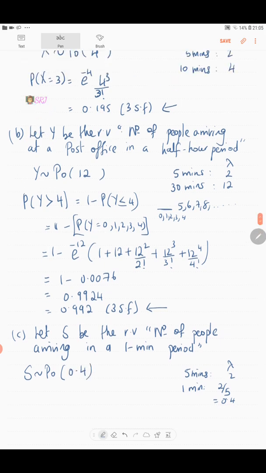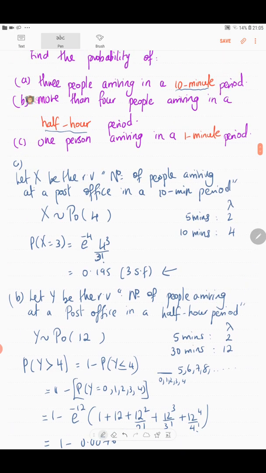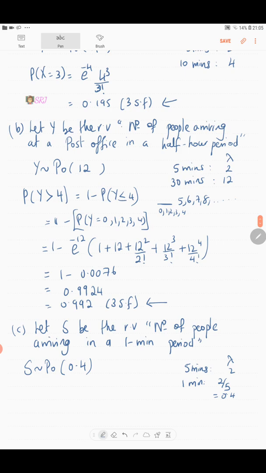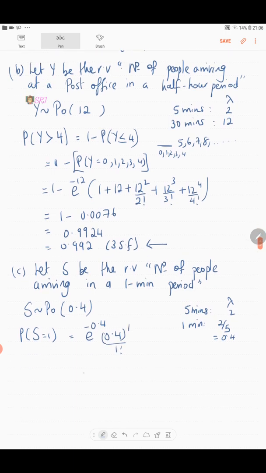And we are to find the probability of one person arriving. So it's probability S is equal to 1. It's e power minus 0.4, 0.4 power 1 over 1 factorial. The answer is 0.268.